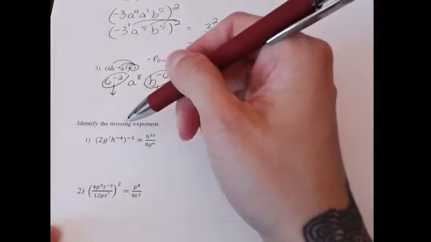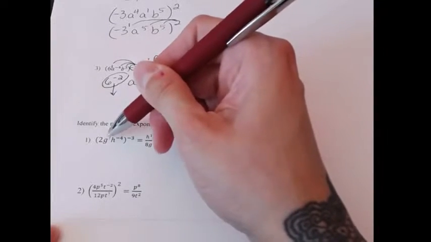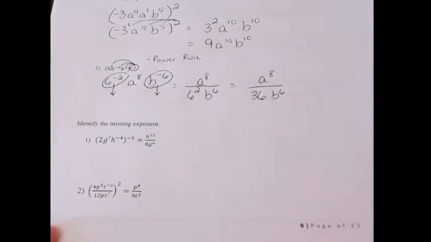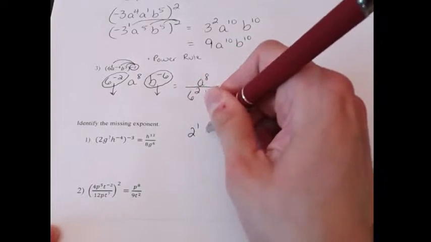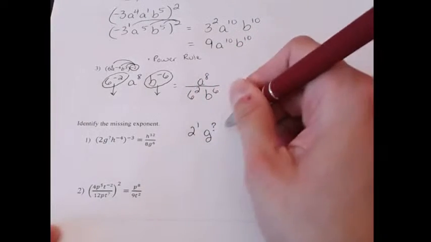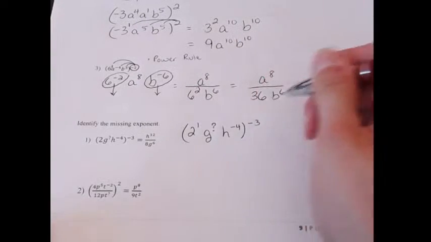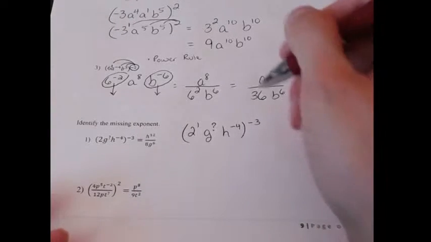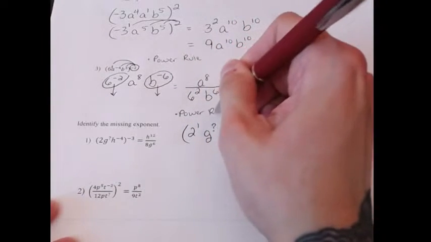What we want to do is figure out what value goes here in place of the question mark so that the left side ends up equaling the right. So what I'm going to do is rewrite this. So we have 2 to the first, g to the question mark, h to the negative fourth, all raised to the negative third power. When we see that we have this power on the outside, immediately I can say to myself, well, let's use the power rule and see what happens.